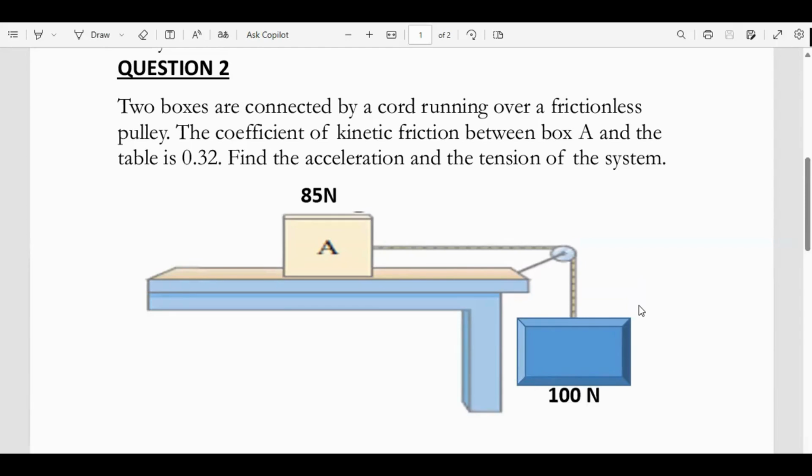All right, so question 2 is saying two boxes are connected by a cord running over a frictionless pulley. The coefficient of kinetic friction between box A and the table is 0.32. Find the acceleration and the tension over the system. So we're finding the acceleration of this system and the tension that is in the rope.